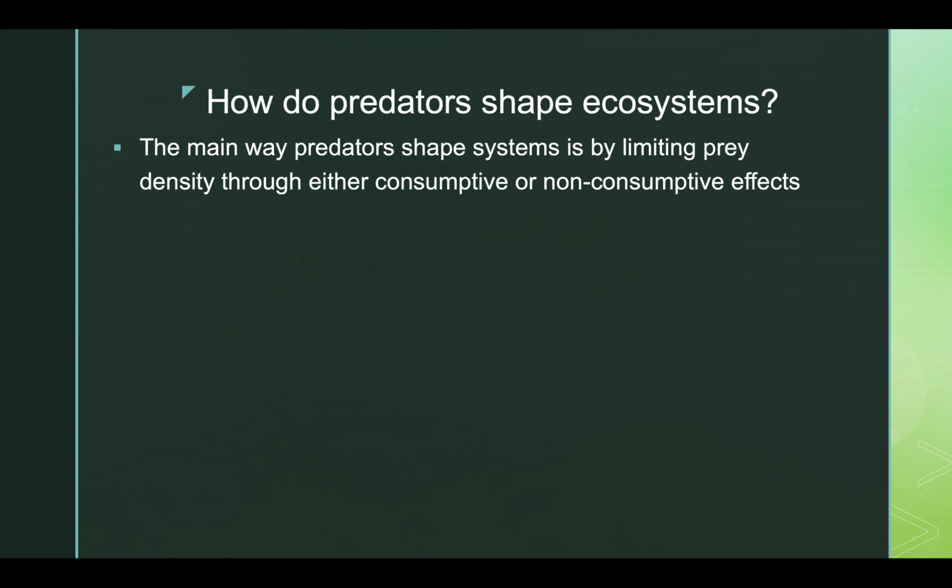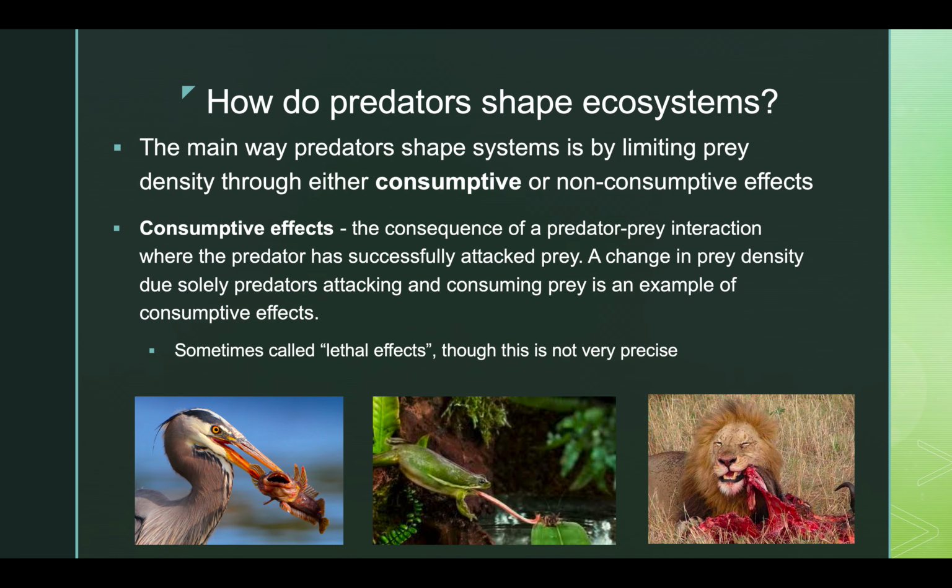So how do predators shape ecosystems? How does that top-down process work? The primary way is that they limit the amount of prey through eating them or through not eating them, which is not totally intuitive, because consumptive effects, directly eating them, make sense. But non-consumptive effects take a couple of different forms.